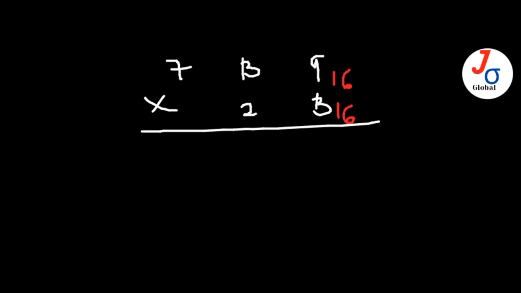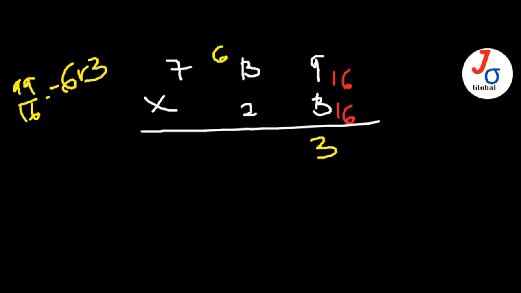So here we have this 7B9 base 16 multiplied by 2B base 16. So we all know that B is actually 11. And 11 times 9, we have 99. So 99 is greater than 16. So we have to do 99 divided by 16. So we get 6 remainder 3. So I'm going to write down the remainder and carry 6 up.